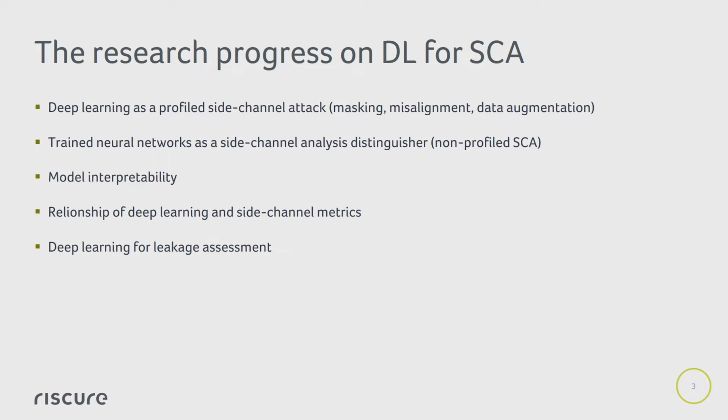And the other group is the relationship between the deep learning metrics and side channel metrics. How, let's say, are they related to each other? Let's say guessing entropy, success rate, key ranking: how these metrics for side channel analysis are linked to metrics for deep learning, like accuracy, recall, precision, loss function, and so on.